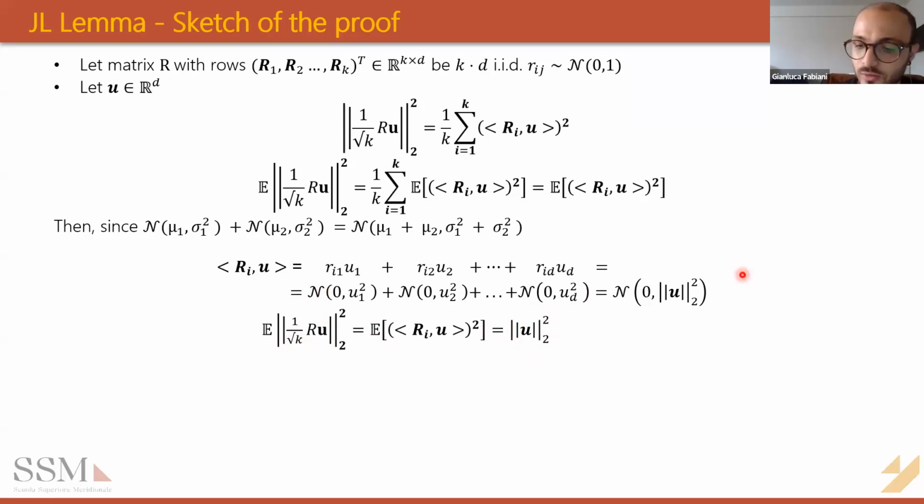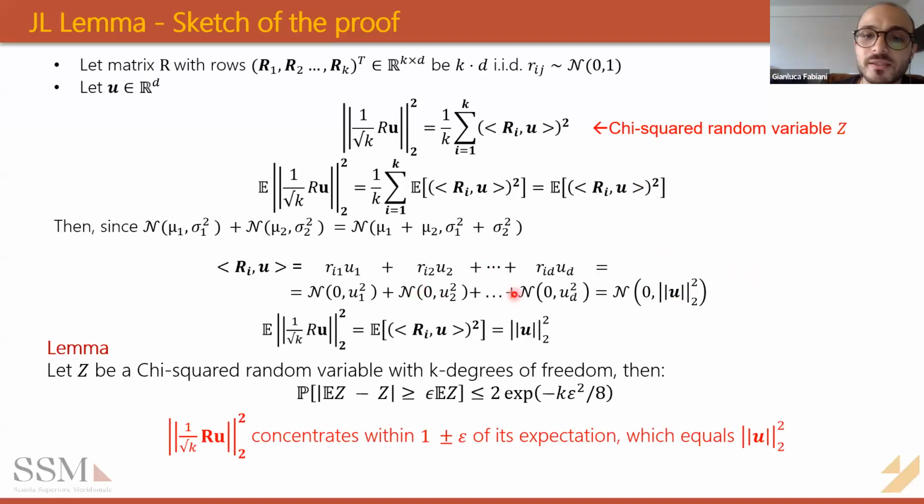And in particular, since these are all identically distributed Gaussian variables, this happens to be a chi-squared random variable. And for this, we have this lemma that says that chi-squared random variables are concentrated around the mean. As I proved, it's just the norm of U. But up to now, we are working only with, let's say, Euclidean distance and with linear projection.